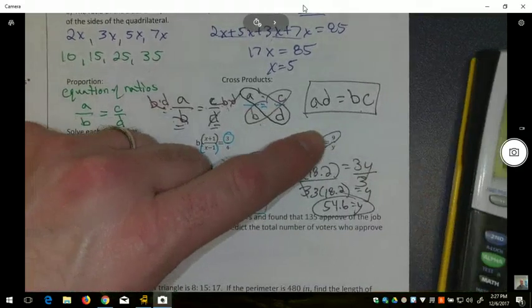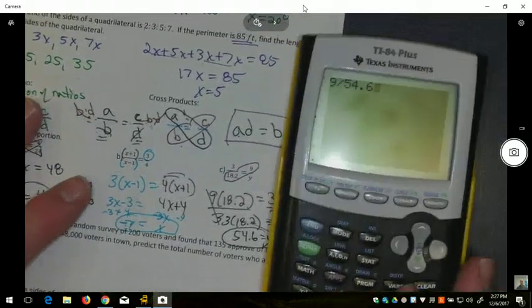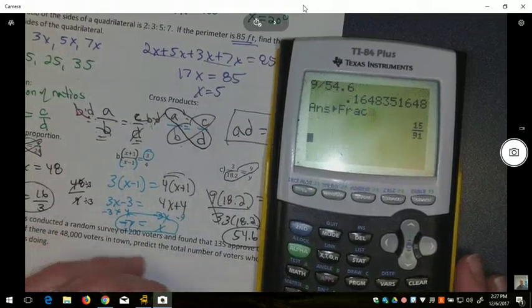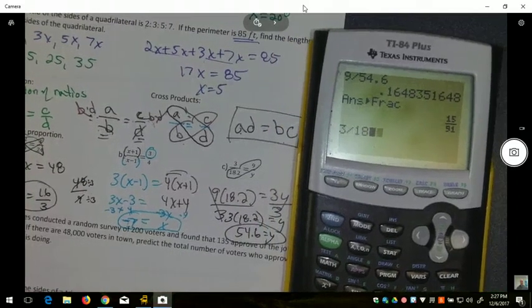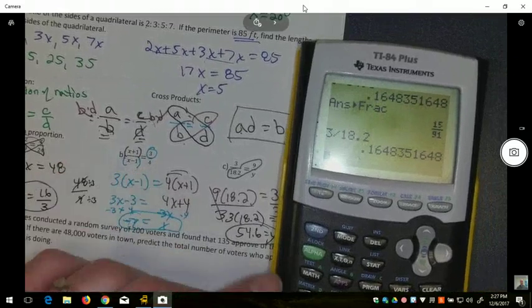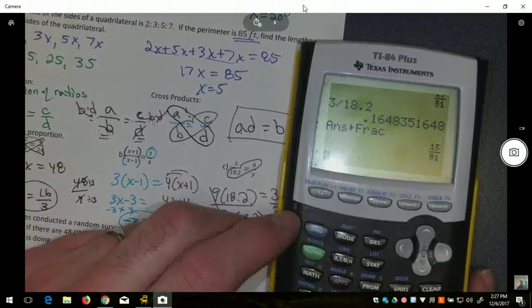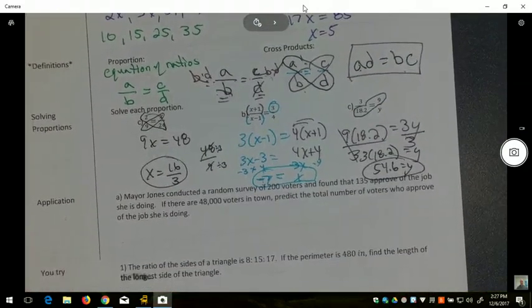To double check, we can put 9 over 54.6. 9 over 54.6, we get that decimal value, or as a fraction, 15/91. And we put 3 over 18.2 to see that it is the exact same decimal value, the exact same fractional value of 15/91. An application problem of ratios.